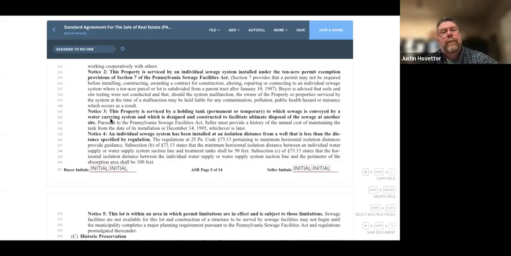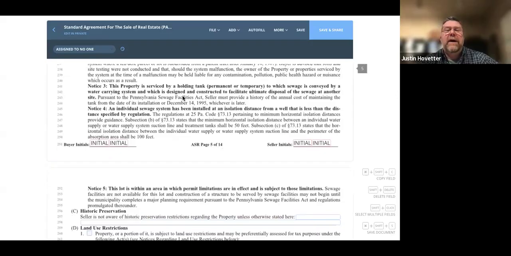Notice 3, the property is serviced by a holding tank. That's not a good thing. That means that they have to pump those on a regular basis because they just hold the effluent. So that's a costly solution and a kind of a worst case scenario. That means that there has probably been a septic system failure.